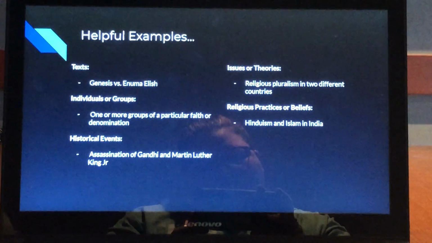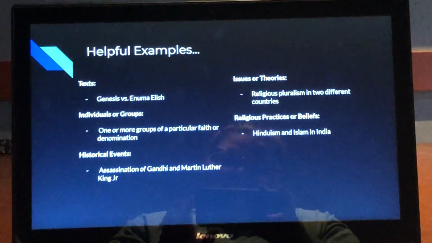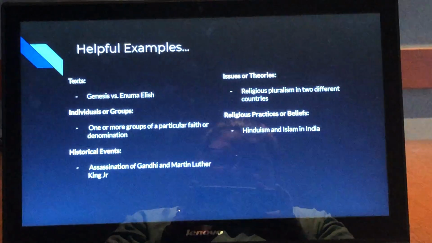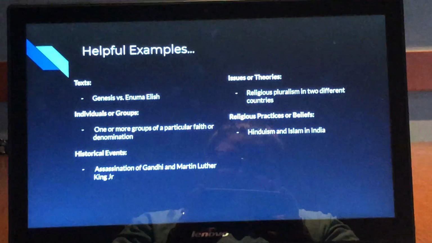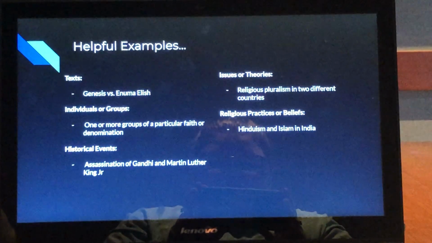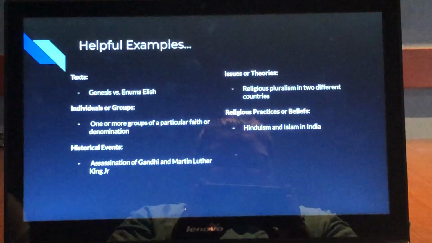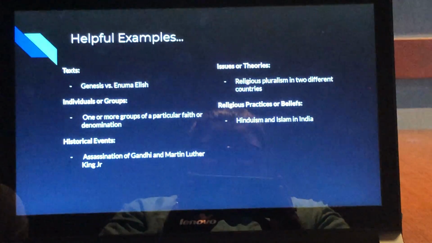So these are some helpful examples from our book. So for texts, one example is comparing Genesis versus the Enuma Elish, which is another creation story. If any of you guys have had Dr. calls for Old Testament, you may have done this paper before. It was really beneficial, and it is a great example.